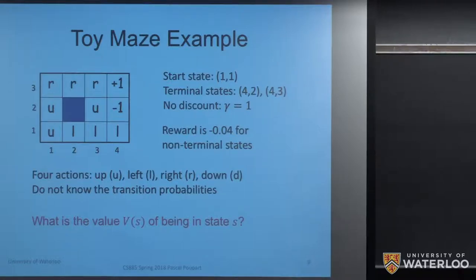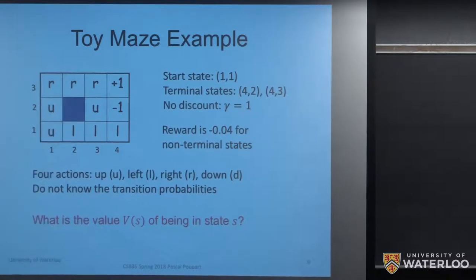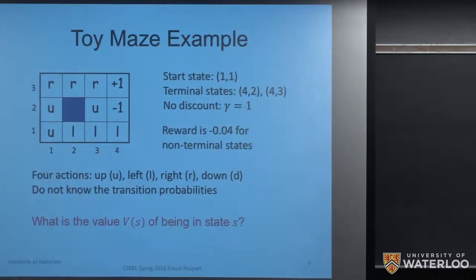And then you'll notice that in that sequence, I visit 1-2. Then after that, I go to 1-3. But then when I execute right, I slip and I get back down to 1-2. That's why we've got 1-2 again here. And then I go back up to 1-3. And then after this, I go to the terminal state plus 1. Okay, so this is an example.